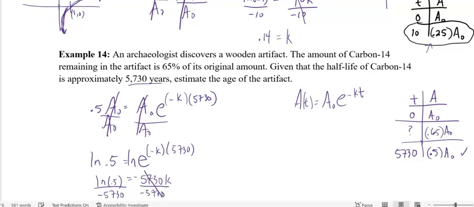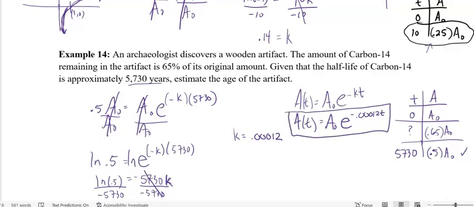Should be a very small number, right? Just because you know you're dividing by a very big number. So you should get a pretty small number. And when I do this, I get 0.00012 if I round. All right. So now I have a function. Here's my function. It's whatever the initial amount is, e to the negative 0.00012t. That's the exponential decay model. All right. Now we can answer the question. Now, by the way, sometimes they ask for that, sometimes they don't. This one they don't. They just want to know how old it is.